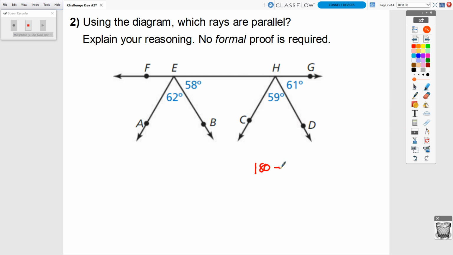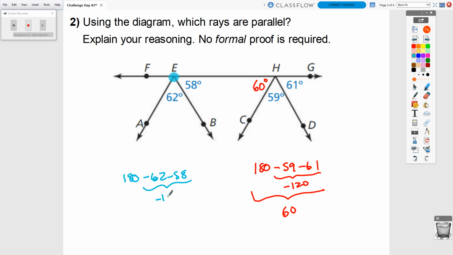So if I took 180 and I got rid of the 59 and the 61, well, the 59 and the 61 together add up to 120, so that leaves me with 60 degrees for this angle EHC. All right. Now, not only that, but I could also do the straight angle postulate over here with vertex point E, that these 3 angles all added up together must equal 180 degrees by, again, the straight angle postulate. So if I had 180 and I got rid of the 62 and the 58, well, again, that's like I'm subtracting away 120 degrees. So angle FEA is also 60 degrees.